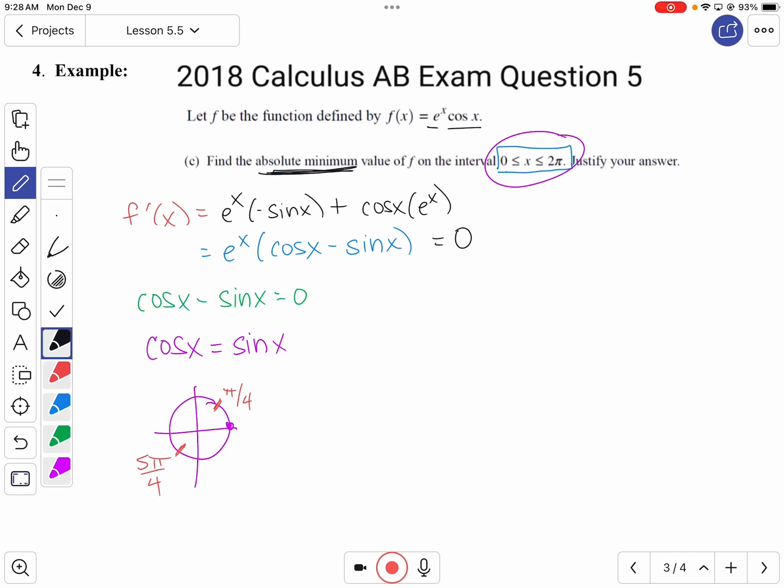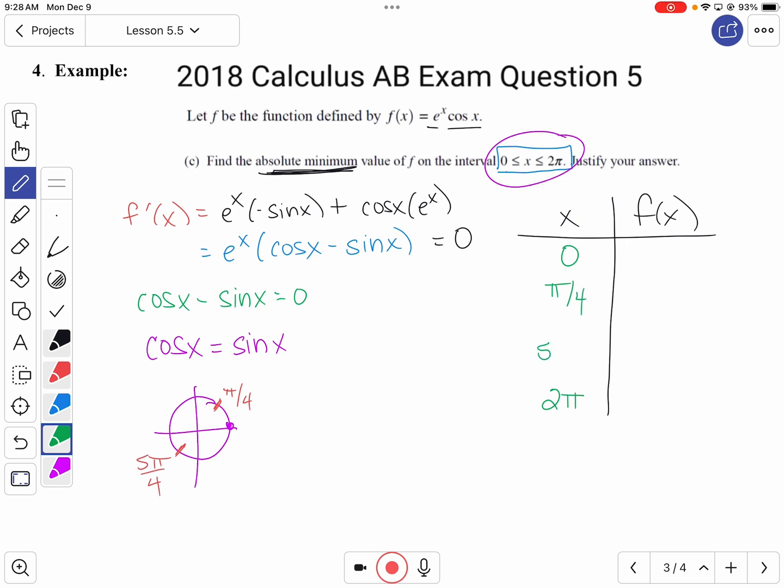So, my critical points. We get over here to my candidates. All right, we've got x and we've got f of x. We know we're going to test our endpoints, which were what? 0 and 2 pi. We're also going to test pi over 4 and 5 pi over 4.